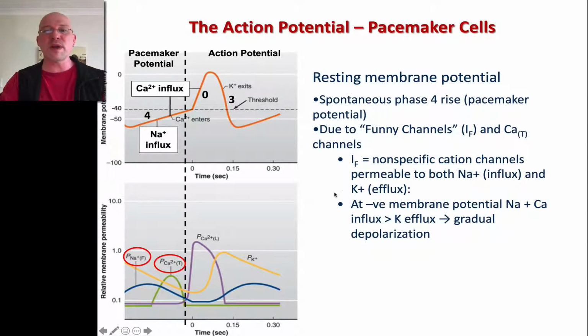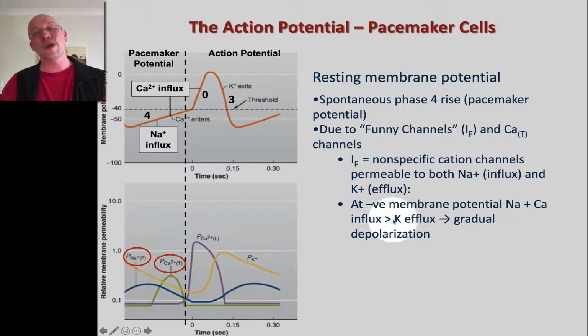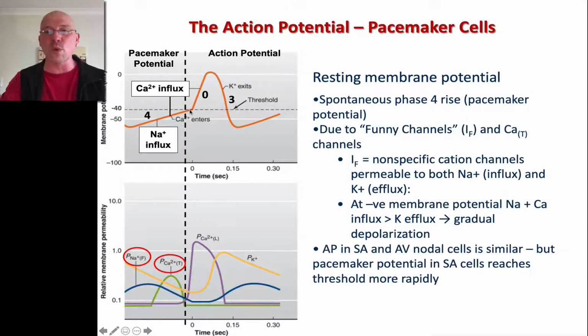At a negative membrane potential, so when we're down here, sodium and calcium influx is greater than the potassium efflux. So we've got more positive ions, more cations, coming into the cell than we have going out of the cell, so we gradually depolarize. We get more and more positive, more towards neutral. The action potential in the sinoatrial and the atrioventricular nodes is similar, but pacemaker cells in the SA node do this more quickly. So they depolarize more times a minute.